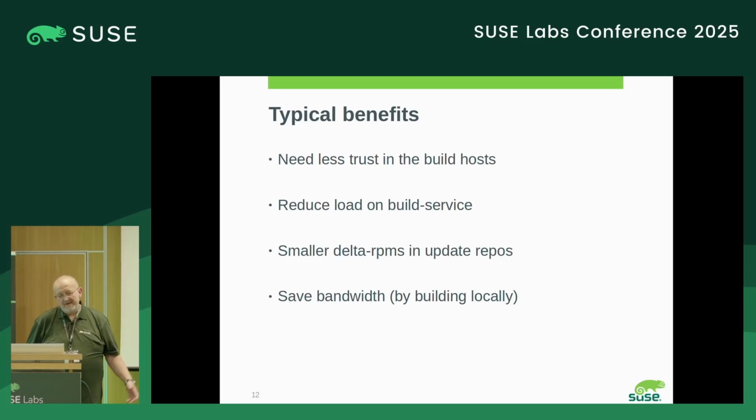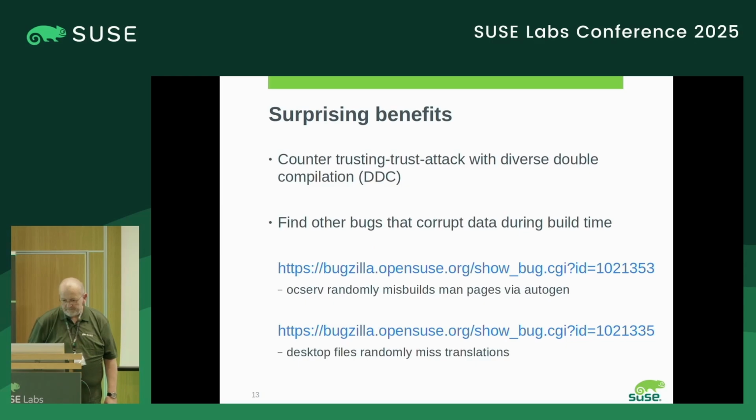Then, yeah, smaller delta RPMs in update repos, but delta RPMs, I think we are phasing them out. So it's an advantage, but it's an advantage in the past. And also, when you build locally, you cache the dependencies, and you have to refetch them less, because if nothing changed, it will not be a new package.